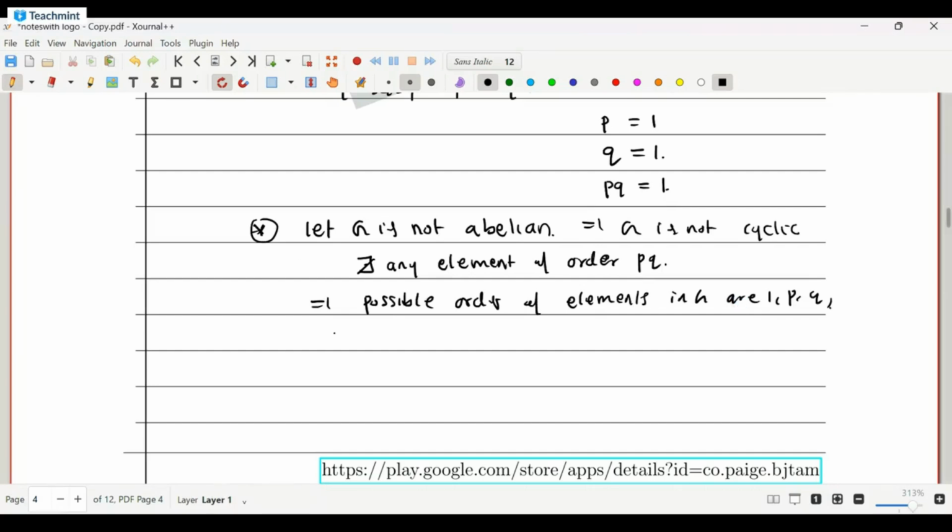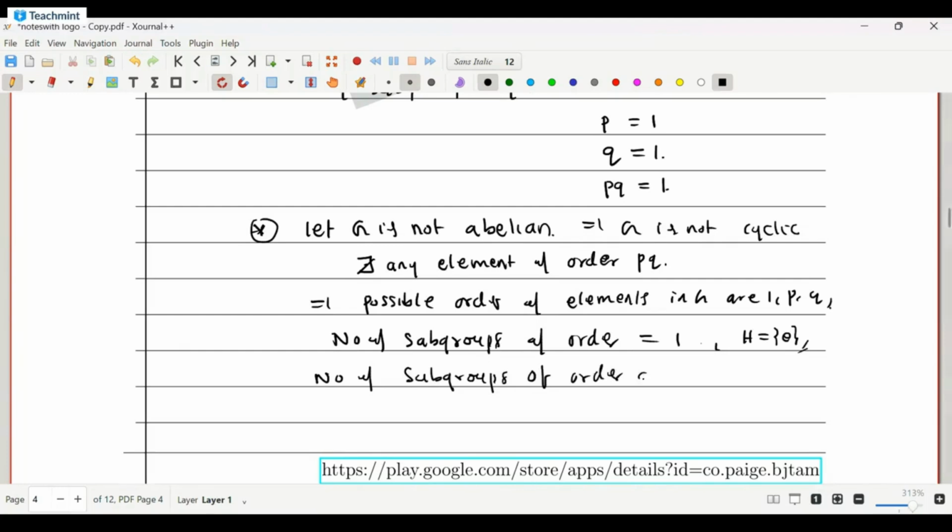So therefore the number of subgroups of order 1, ఎన్నో వస్తాయి సార్, equal to 1, that is trivial, sir. That means H is equal to single term E, and the number of subgroups of order Q is equal to 1. మనం ఆల్రెడీ ఇంతకు ముందు ప్రూవ్ చేసినాం సార్, where Q is greater than P. So therefore number of subgroups of order Q is equal to 1, where Q is a prime number.